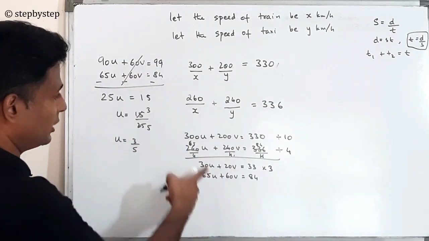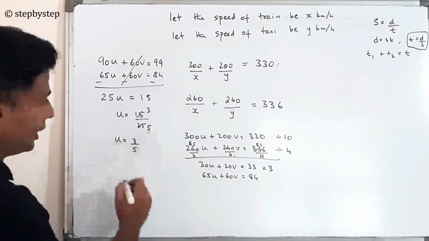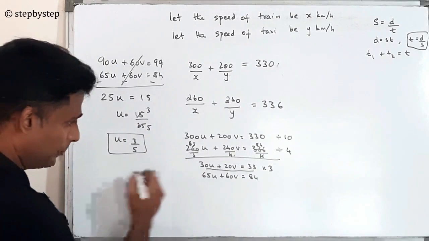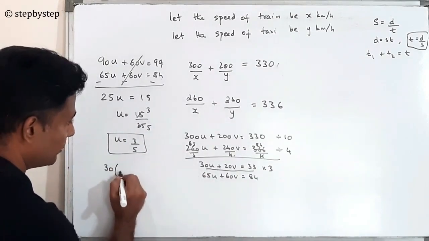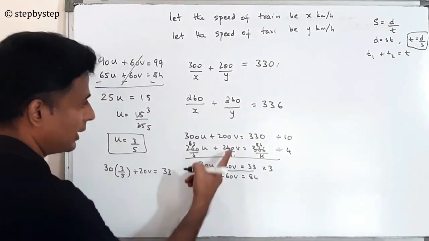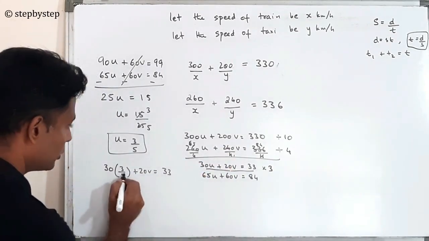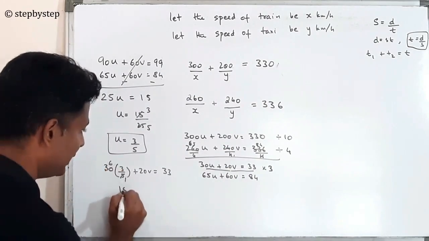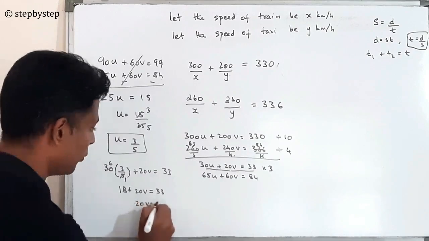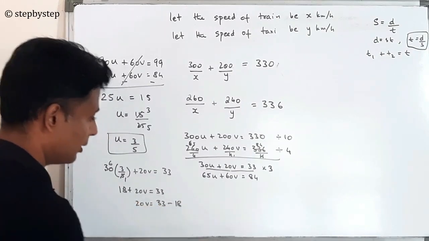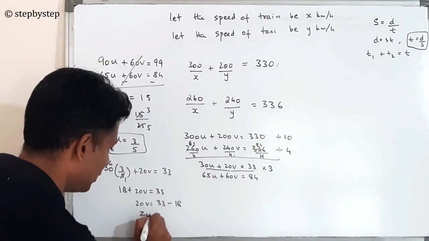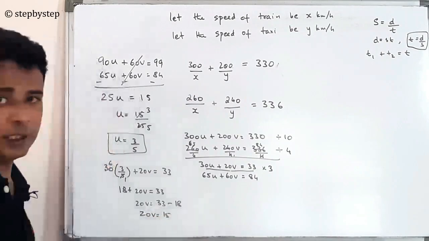Now using one of these two equations, I can find the value of v. I'll use the first equation. So I got u as 3 by 5. So 30u, which means 30 into 3 by 5 plus 20v equal to 33. I am using the first equation. So 5 6s are 30, so I get 18 plus 20v equal to 33. So 20v equal to 33 minus 18. How much is that? 13, 14, 15. So I get 20v equal to 15, right?